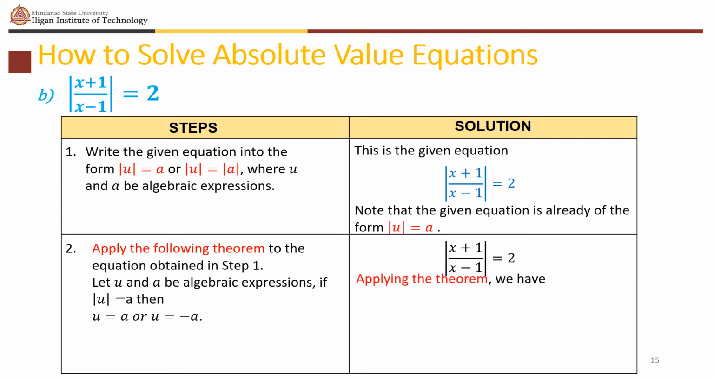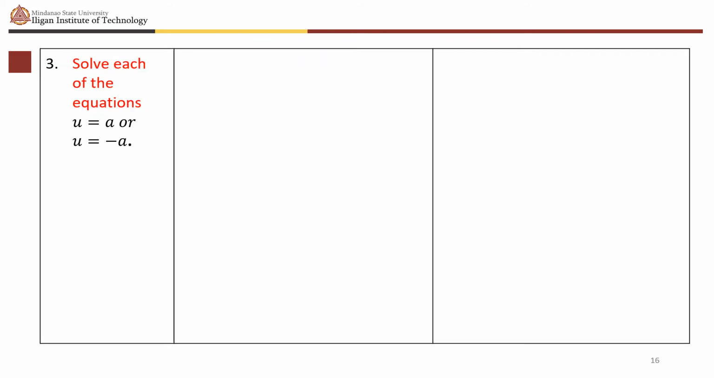That is, applying the theorem, we have x plus 1 over x minus 1, we get rid of the absolute value sign there, equals 2, or x plus 1 over x minus 1, again we get rid of the absolute value sign there, equals, this time, negative 2. And then solve each of the equations, u equals a or u equals negative a.